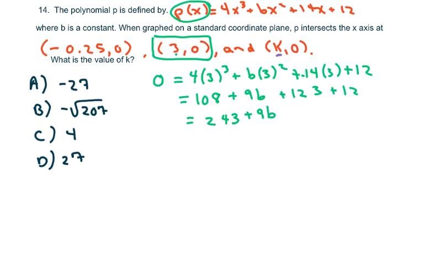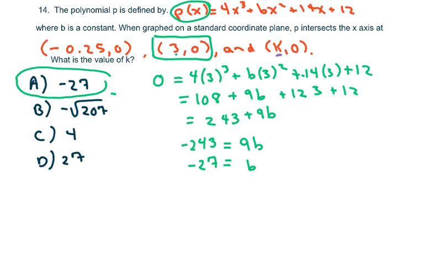All right? So when you solve for this, you get 9b equals negative 243. So b equals negative 27. So that would be your answer. So A is the correct answer.